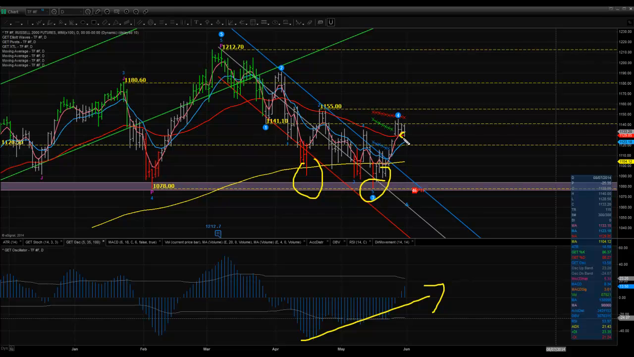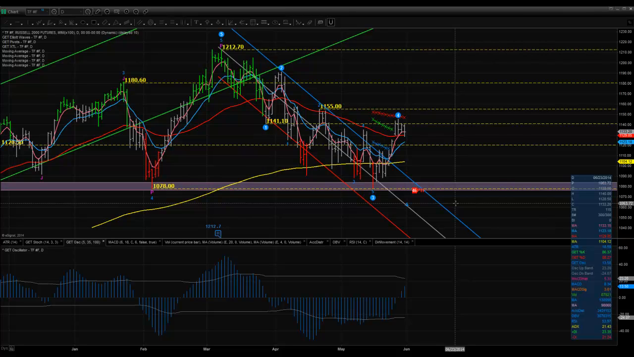Now you can see these key indicators here that are going to provide support. We do not want to take out that prior pivot low. If we do, then all bets are off and we are still in this regression channel heading down. So we're still in the process now with Nasdaq.